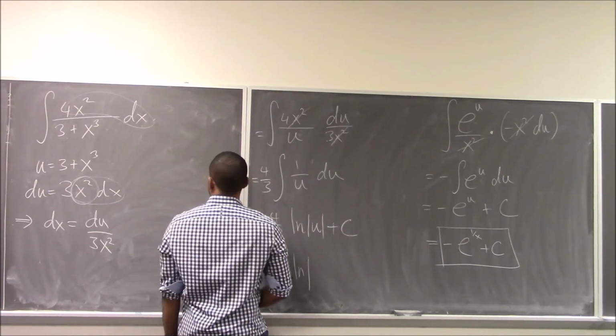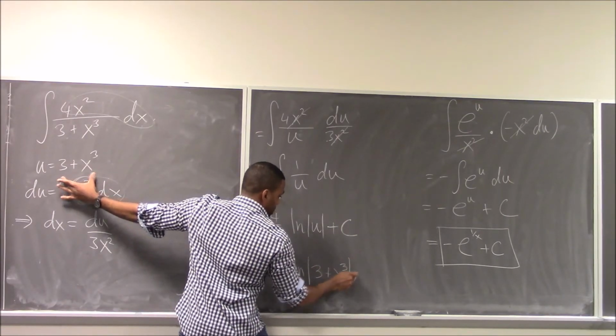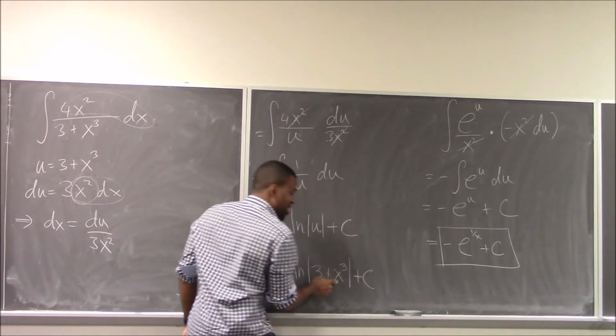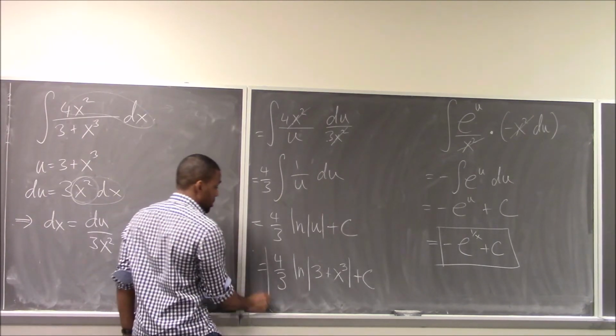And now I replace that with 3 plus x cubed, and in this case the absolute values are important because that can become negative on the inside, so that would be an issue.